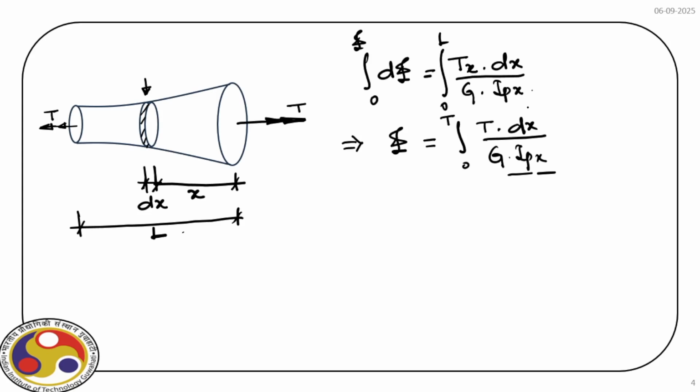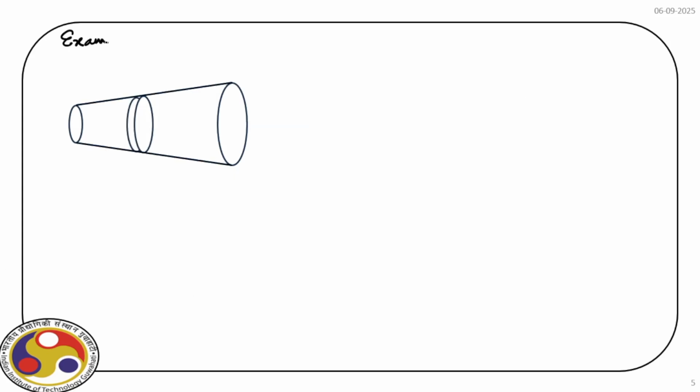Now that solves the complete problem for this non-uniform section. So let us take an example. In this example, we have a non-uniform shaft, and we apply again a torque T, and this section we have diameter D1, and this section we have diameter D2.